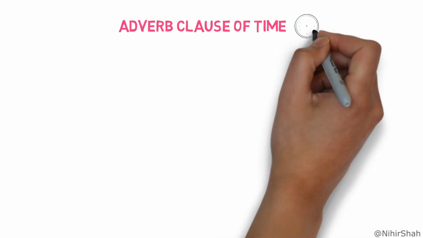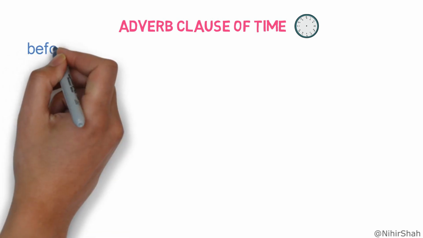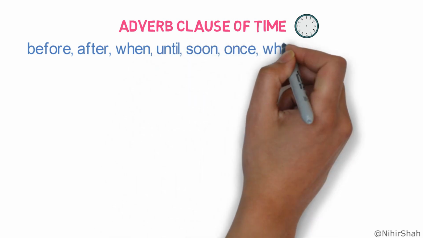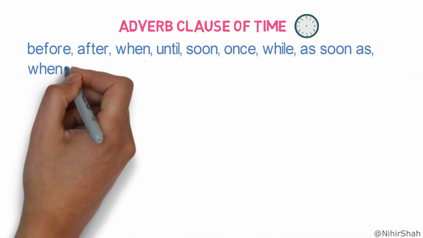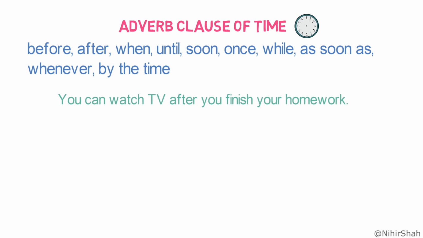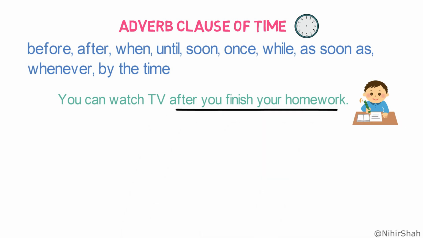Number 1, adverb clause of time. The common subordinating conjunctions of adverb clause of time are before, after, when, until, soon, once, while, as soon as, whenever, by the time. Let's look into examples of them. You can watch TV after you finish your homework. Here, after you finish your homework is describing when can you watch TV. So, it's an adverb clause of time.